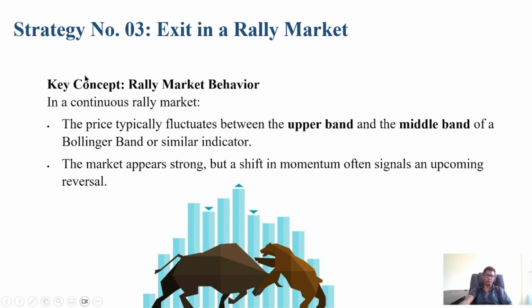Now we are going to strategy number 3: Exit in the rally market. A little difficult point. The key concept here is the behavior of the rally market. In a continuous rally market, the price typically fluctuates between the upper band and the middle band of a Bollinger Band or similar indicator. The market appears strong, but a shift in momentum often signals an upcoming reversal.